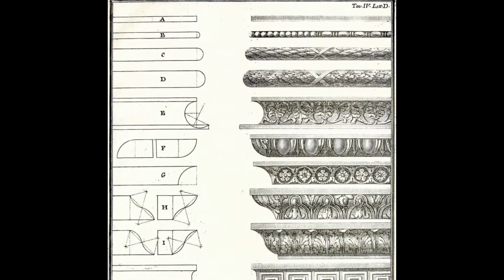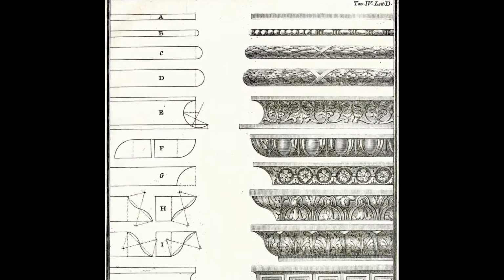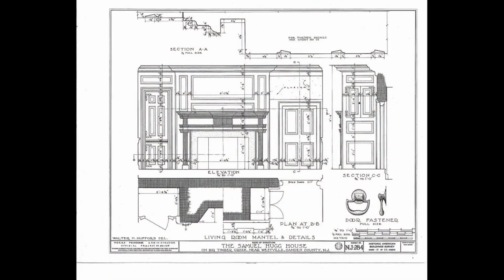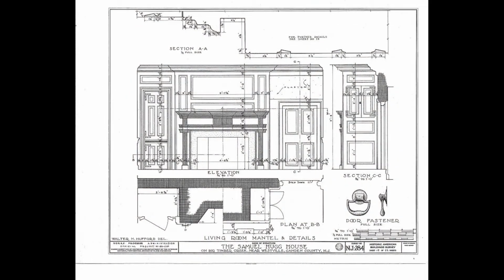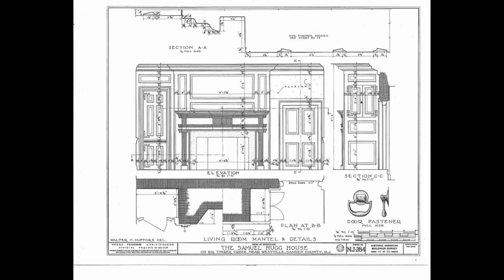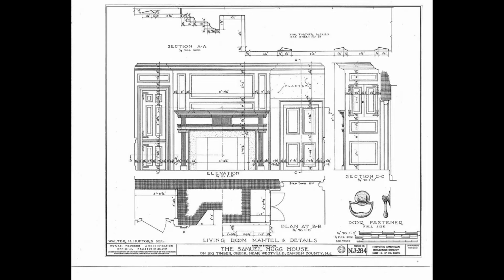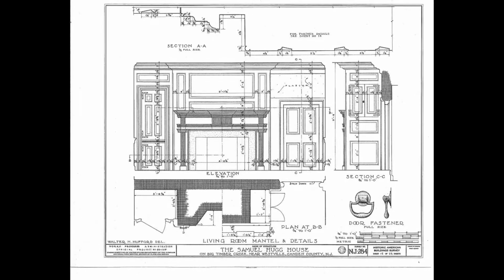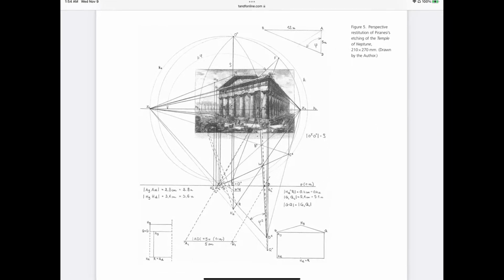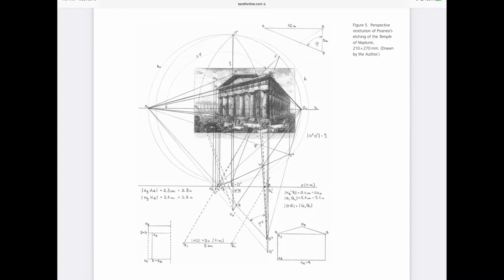Here's a drawing analysis looking at different column capital molding types from classical buildings. This one is a series of historic American building survey drawings of the Samuel Hug House in Camden, New Jersey, looking at the plan and elevation of an interior room and all sorts of line weights and details. This is another drawing of the Pantheon as shown by Piranesi. It's this beautiful analysis drawing.